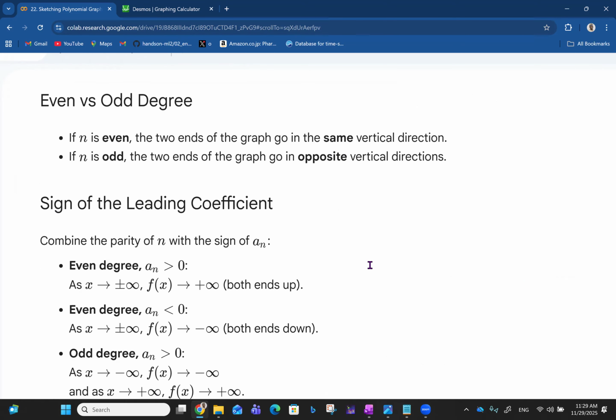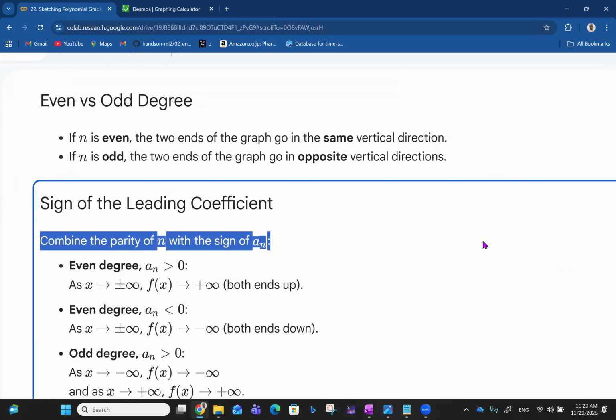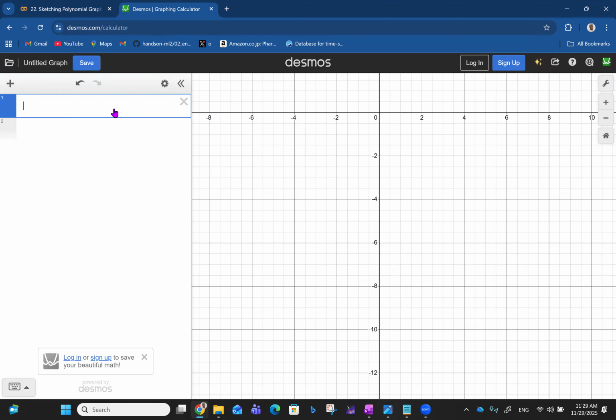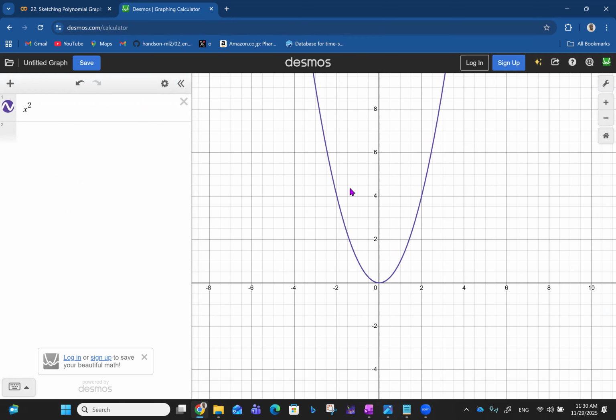So when we talk about even versus odd degree, if n is even, the two ends of the graph go in the same vertical direction, either down or up, depending on the coefficient. Then if n is odd, the two ends of the graph go in opposite vertical directions. So if one is going up, the other is going down. Maybe there are very easy ways to go about this, right? I can just do a simple one, x raised to power 2. So you see the two ends going in the same direction.